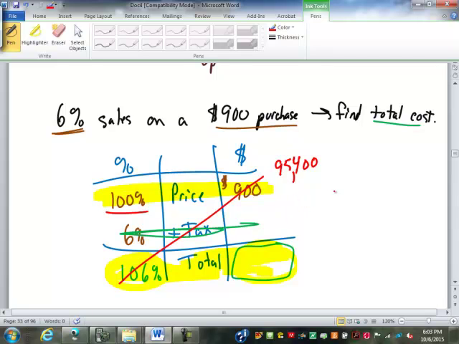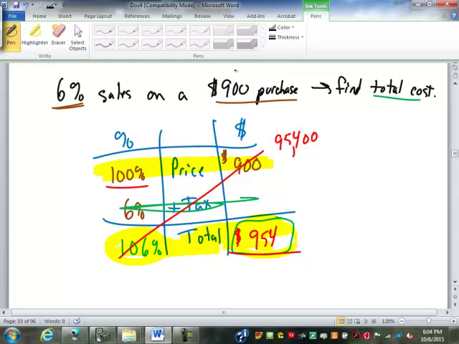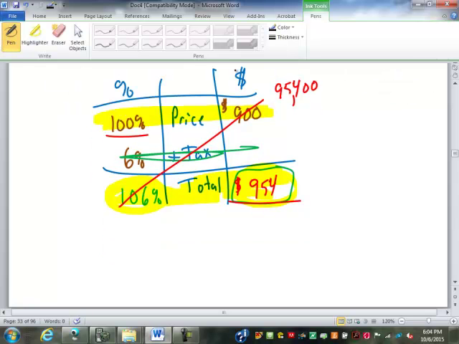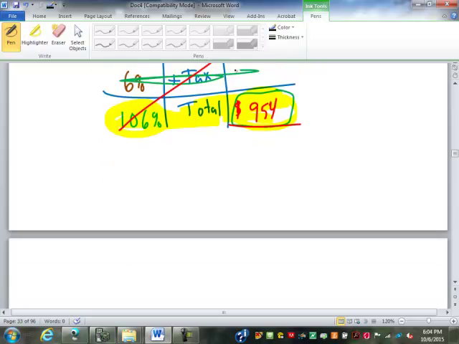95,400, I believe, divided by 100 is 954. So the total cost after that 6% sales tax is $954. Well, there's a similar thing that's going to happen with our markup. Our formula for markup is always going to be... I'm going to have to slide down.